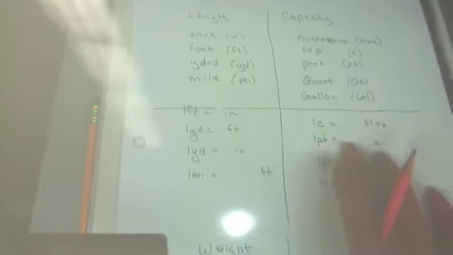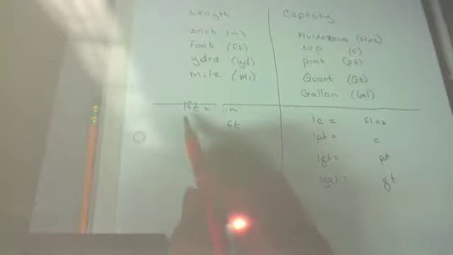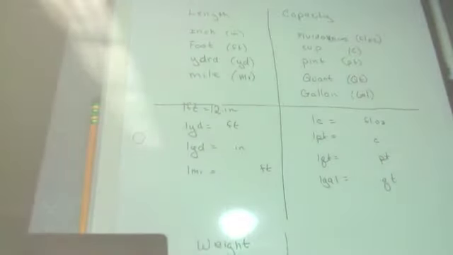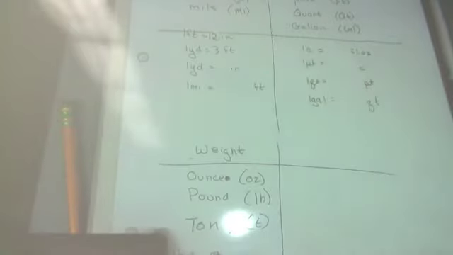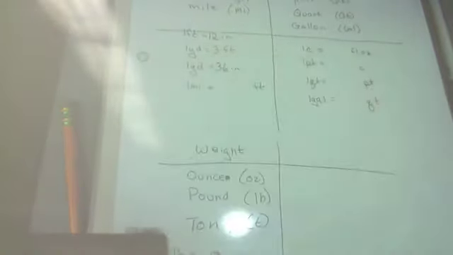And we have equivalences. 1 foot is the same as how many inches? That would be 12. So fill that in. 1 yard has how many feet? Hopefully you're all saying 3 feet. And 1 yard has how many inches in it? 1 yard has 36 inches in it.